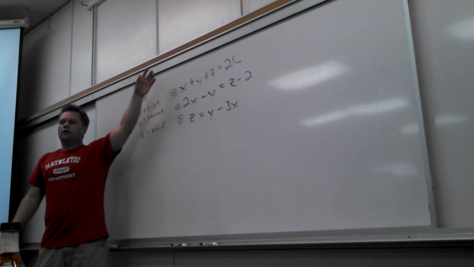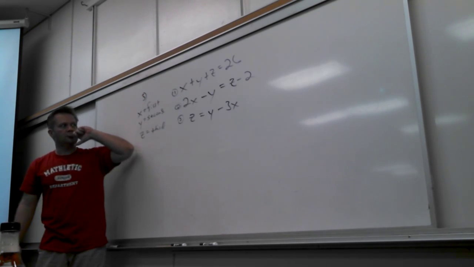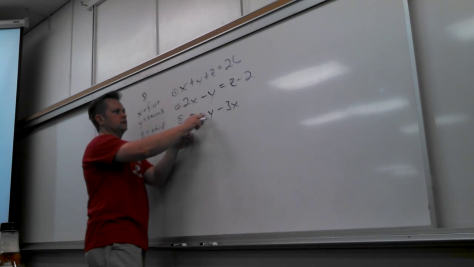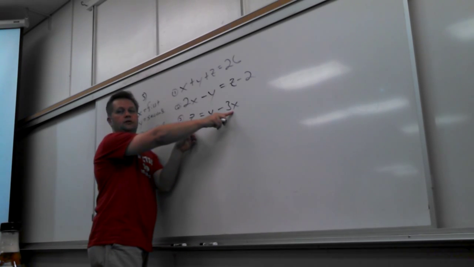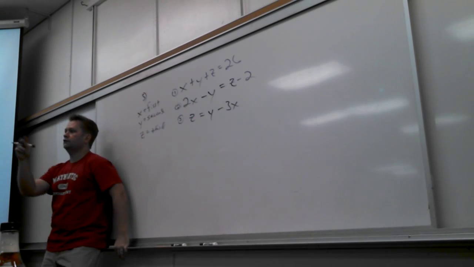So then you've got to realize how to do it if something weird like that happens. But there's always more than one way to do these things. If I know that Z is Y minus 3X, could I just put that in for Z? So that would be like substitution. And then I have two equations with two unknowns.